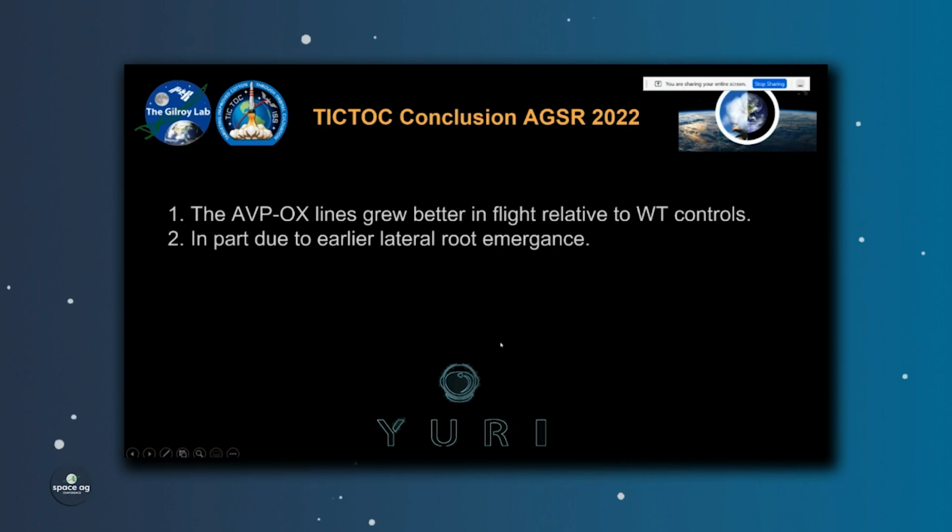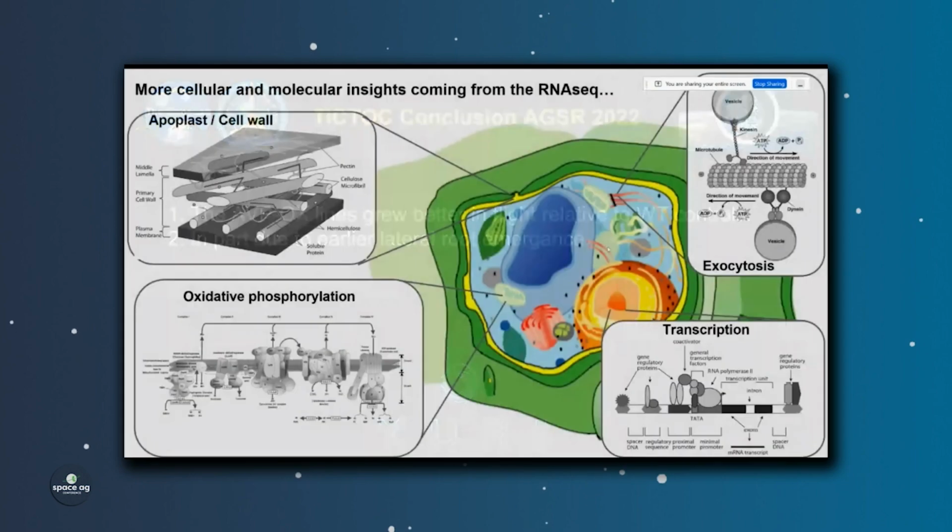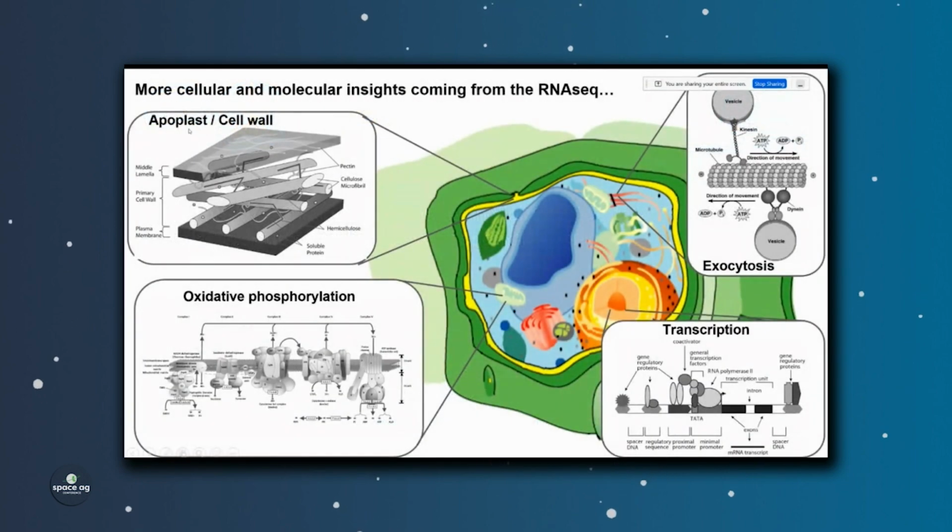So in summary, the AVP overexpression lines grew better in flight relative to wild-type controls, and that's in part due to the earlier lateral root growth. So we mustn't neglect the hidden half of biology. There's a lot of really fascinating insights that we can gain from looking at roots during these early stages of seedling development. And there's a lot more cellular and molecular insights that are coming from the RNA-seq.